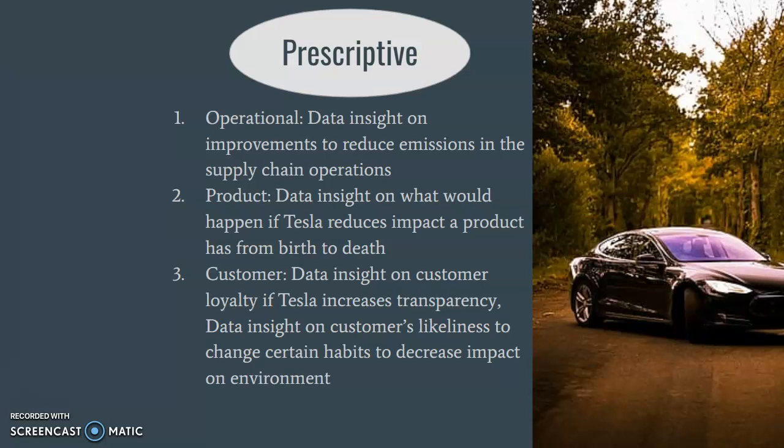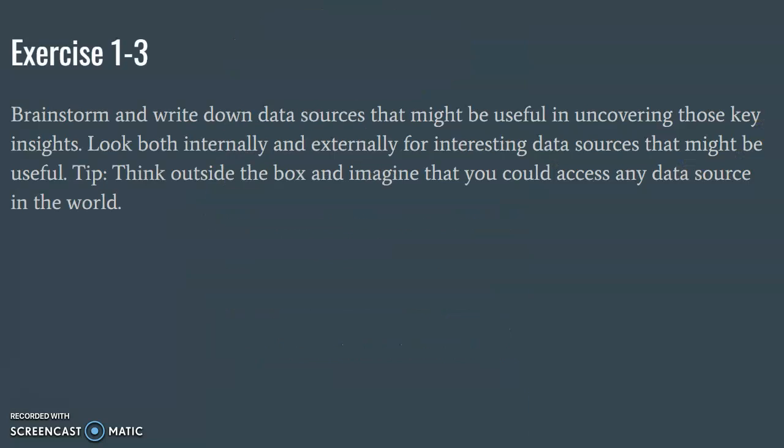Finally, for prescriptive, we have 1, for operational: data insight on improvements to reduce emissions in the supply chain operations. 2, product: data insight on what would happen if Tesla reduces the impact a product has from birth to death. And 3, customer: data insight on customer loyalty if Tesla increases transparency, and data insight on customers' likeliness to change certain habits to reduce their own impact on the environment.